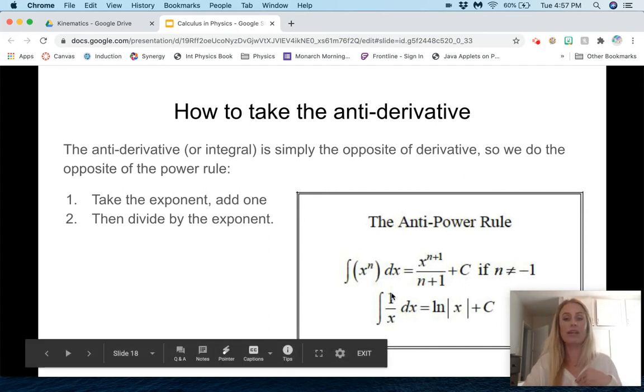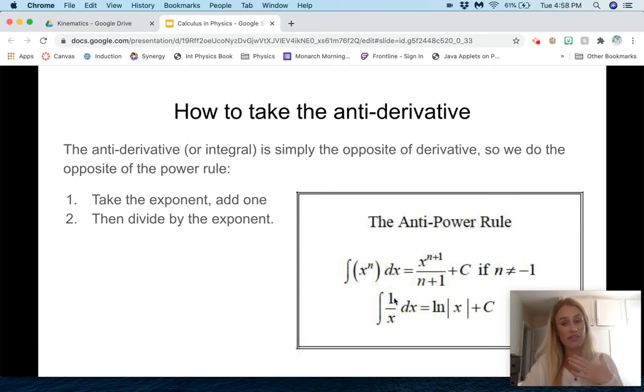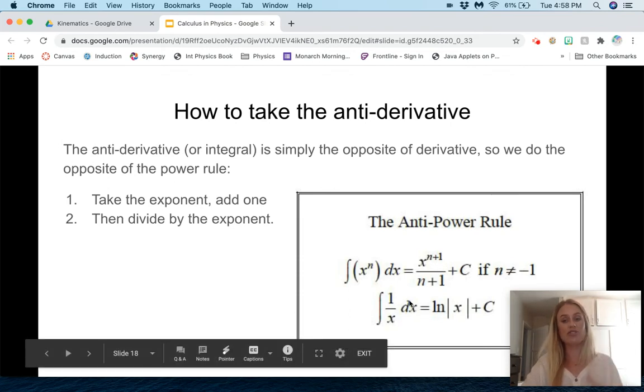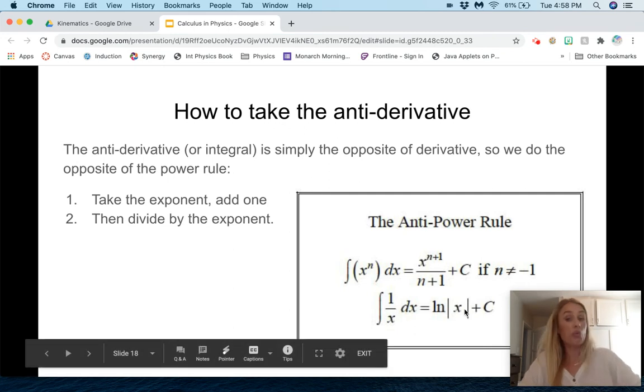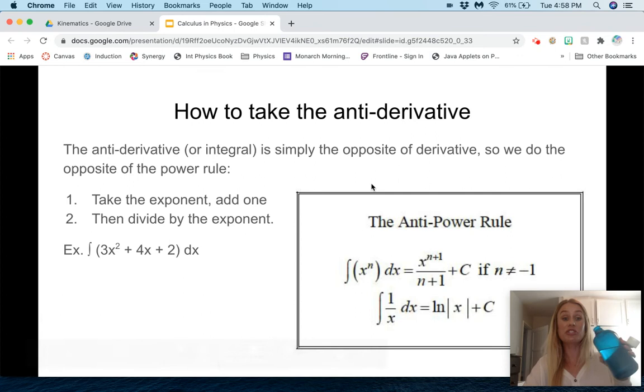So if n equals -1, which would just mean that it's 1 over x, because we know x to the negative 1 is 1 over x, the antiderivative of 1 over x is just the natural log of x. You most likely will not be using that in this class, but that's just a rule that you should remember, okay? All right, so let's do an example.